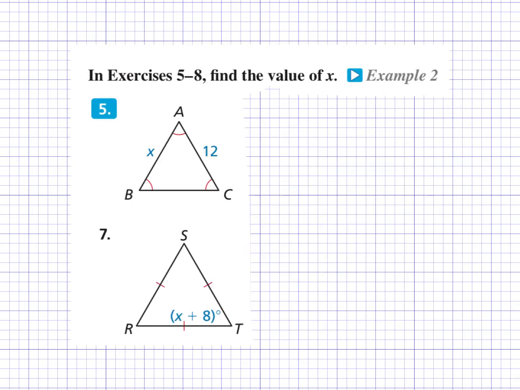All right. Number five, find the value of x. Well, it's equiangular, so it's also equilateral. So x equals 12. All the sides are the same in an equiangular triangle. That's the corollary to the base angles theorem. Okay?